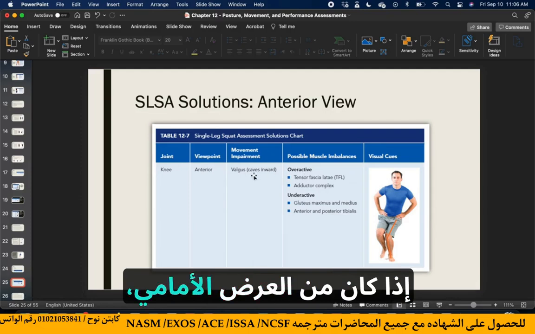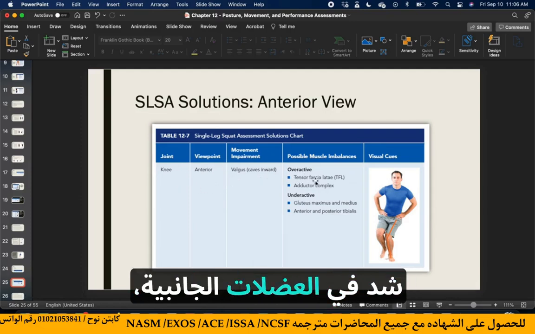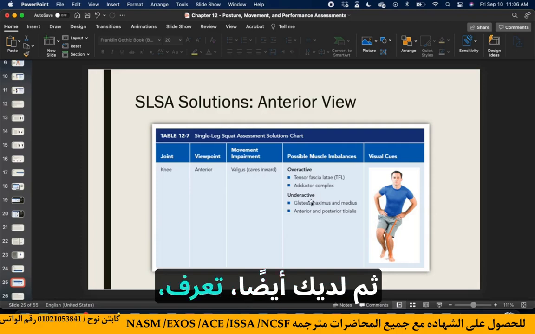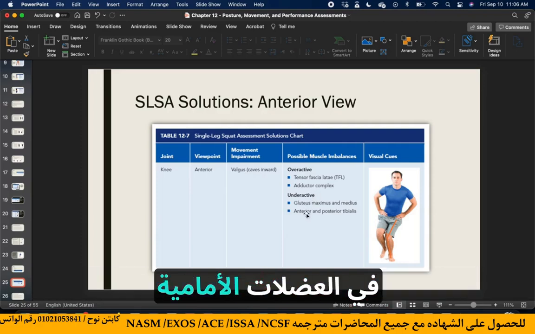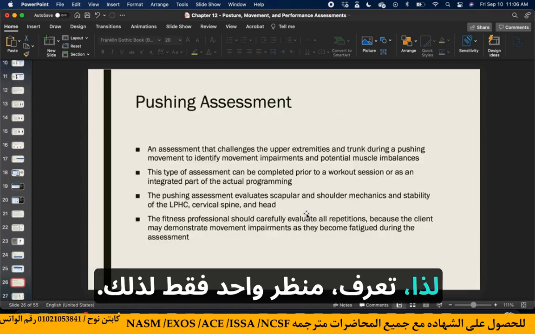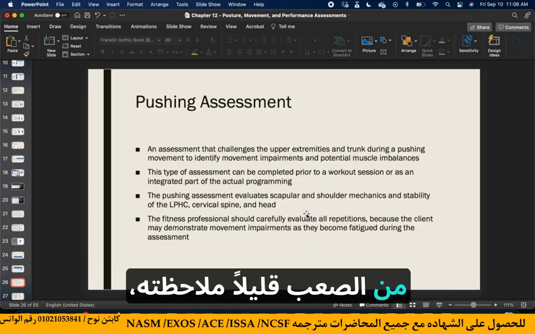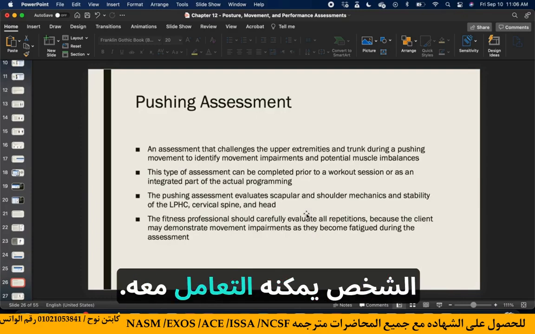If from the anterior view, the reason why the knees are caving in, tight TFLs, tight adductors, and then you also have weak glute maximus and weak anterior and posterior tibialis muscles. So, one view only for that. So that one, again, it's a little tricky to observe, but it's worth observing if the person can handle it.